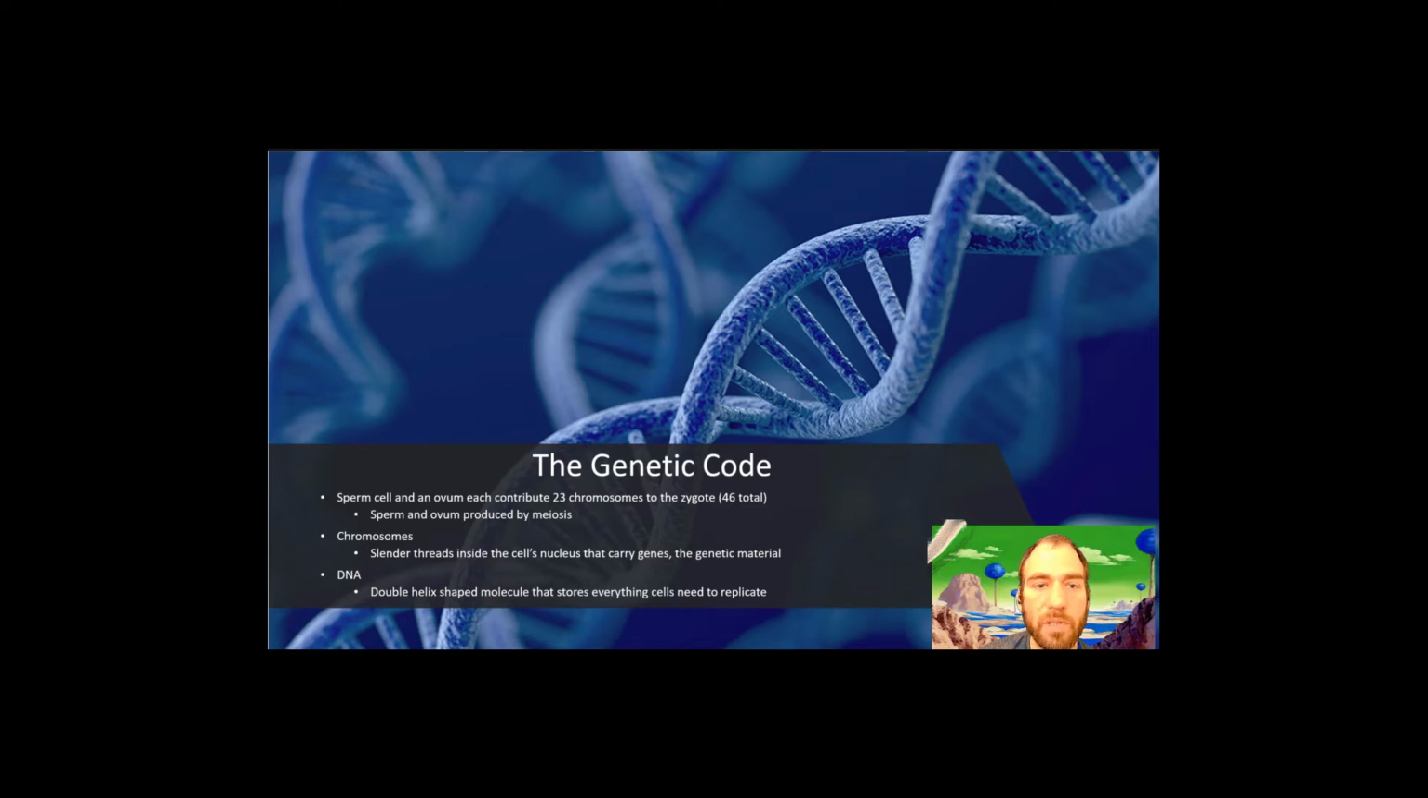All right, so let's get some basic definitions, starting with the genetic code. The sperm cell and an ovum each contribute 23 chromosomes to the zygote for a total of 46 chromosomes. Sperm and ovum are produced by meiosis. Chromosomes are slender threads inside the cell's nucleus that carry genes, the genetic material. And DNA is a double helix-shaped molecule that stores everything cells need to replicate. So very definitionally based right now.